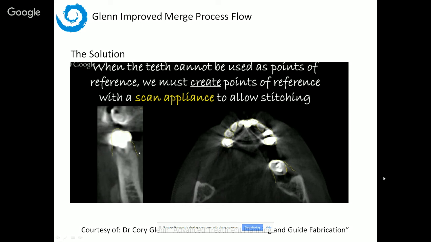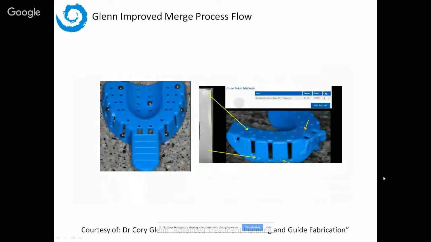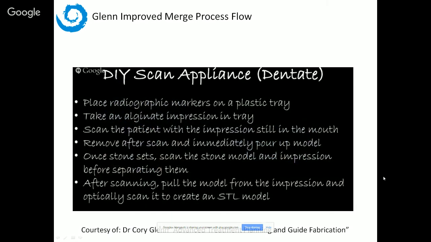Okay, we need to create points of reference to allow the stitching. And the process flow that Dr. Glenn outlines is to use a bite registration. You could put in the dental markers. They're available on the Blue Sky Bio website. And he goes through the process of creating your own scan appliance.